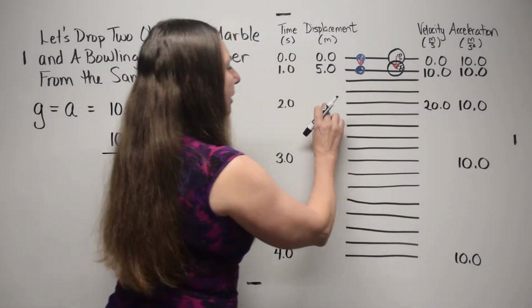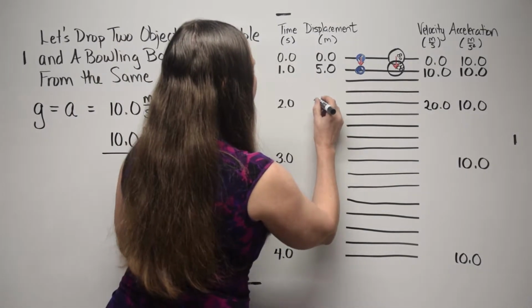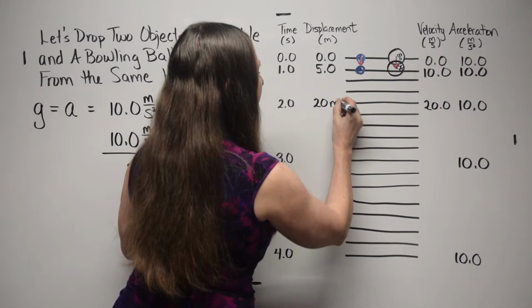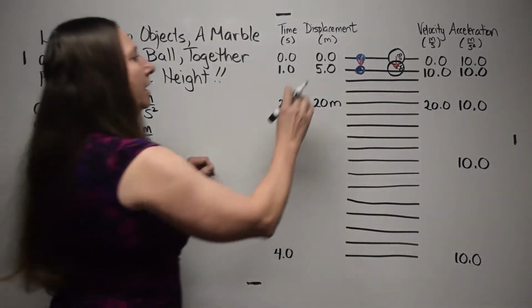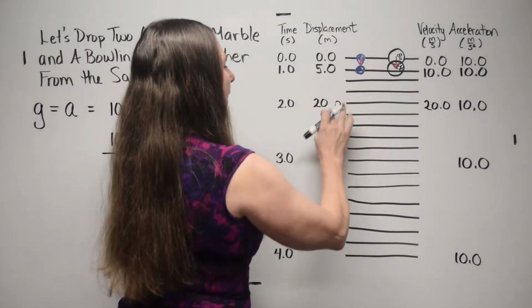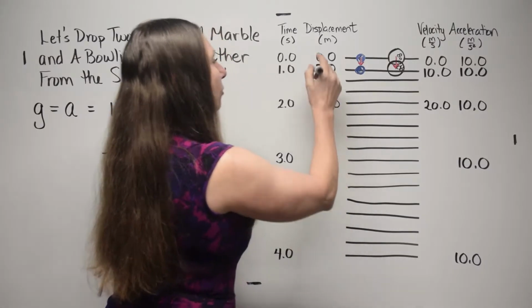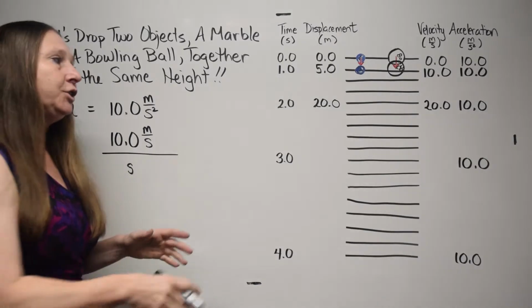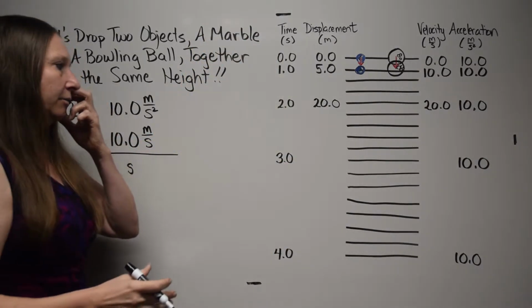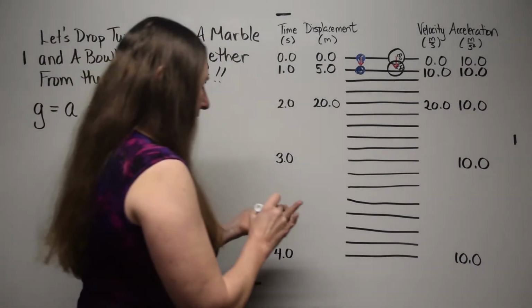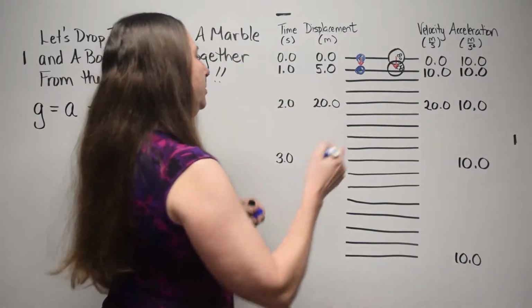How far down is it? It's down at exactly 20 meters. And again, we've got the meters up there. And again, I will show you in just a few minutes how to calculate the displacement as the objects fall down. All right, so where is the marble now? The marble is here.